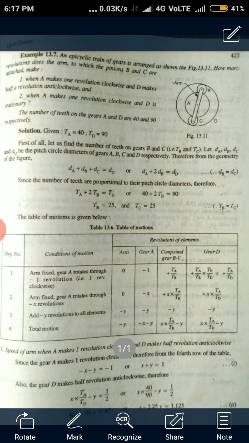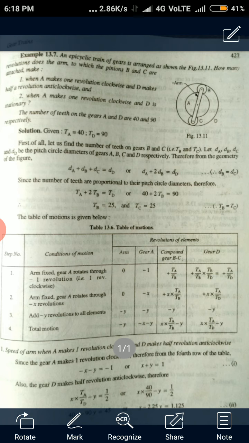So again, as you know, the arm is fixed. Till now you have taken the driver rotating plus one rotation anti-clockwise. Just for a change, to make you understand, he has taken gear A making a clockwise rotation. So clockwise rotation means what? Minus one revolution. So A is meshing with what? B as well as C. B and C should be taken as what? Compound gear. So arm is 0, gear A makes minus 1.